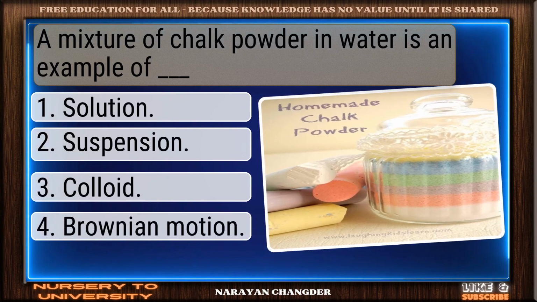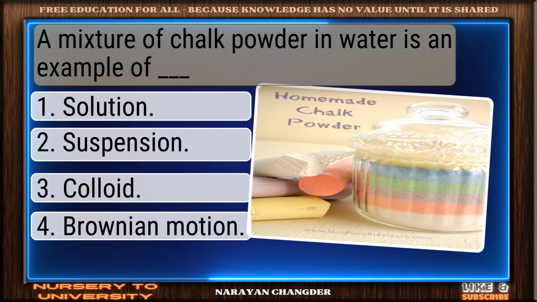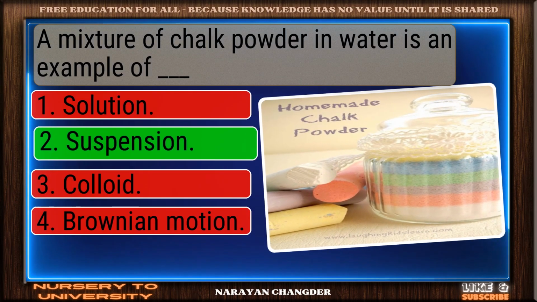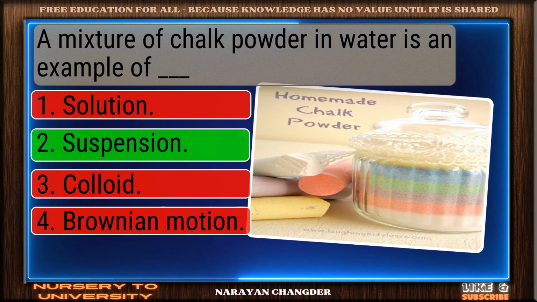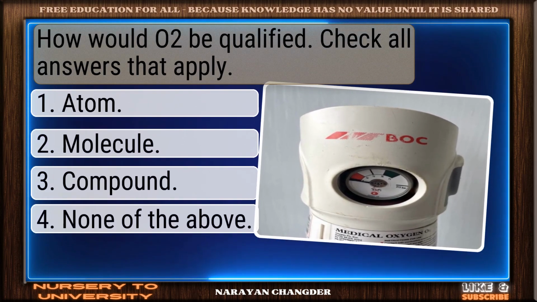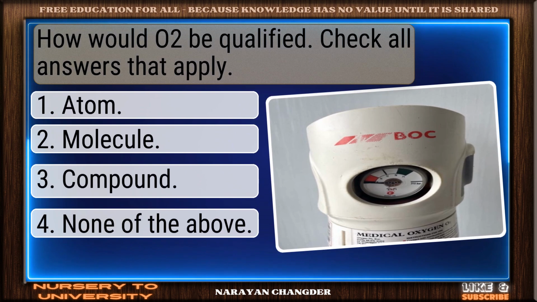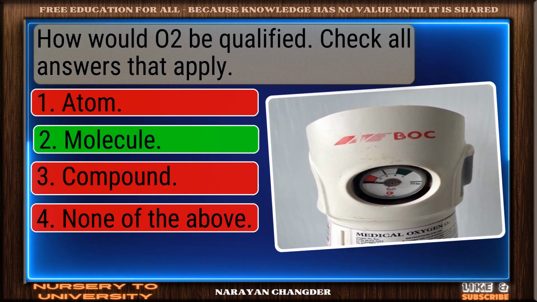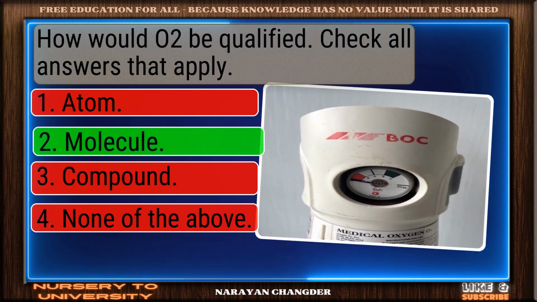Question number 154. A mixture of chalk powder and water is an example of dash. Correct. Suspension is the right answer. Question number 155. How would O2 be qualified? Check all answers that apply. You chose molecule, and it is correct.